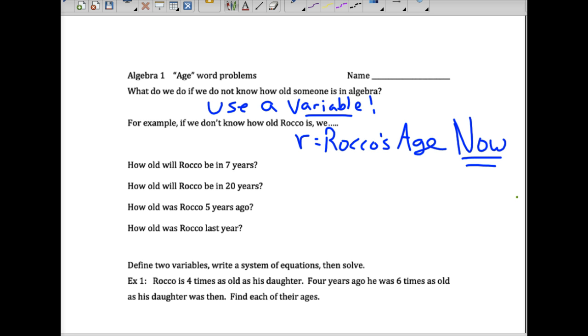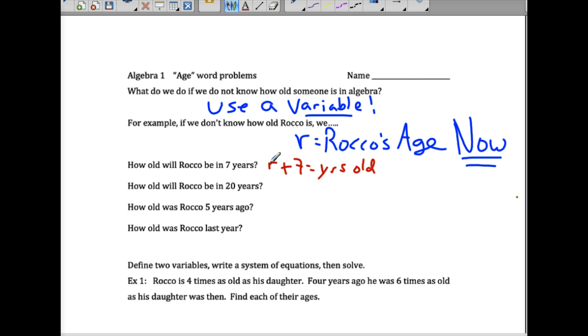So Rocco is how old right now? We don't know. It's R. Now, how old will Rocco be in 7 years? R plus 7. Seven years from now, he's going to be R plus 7 years old. But we don't know what R is, so it's a silly statement.